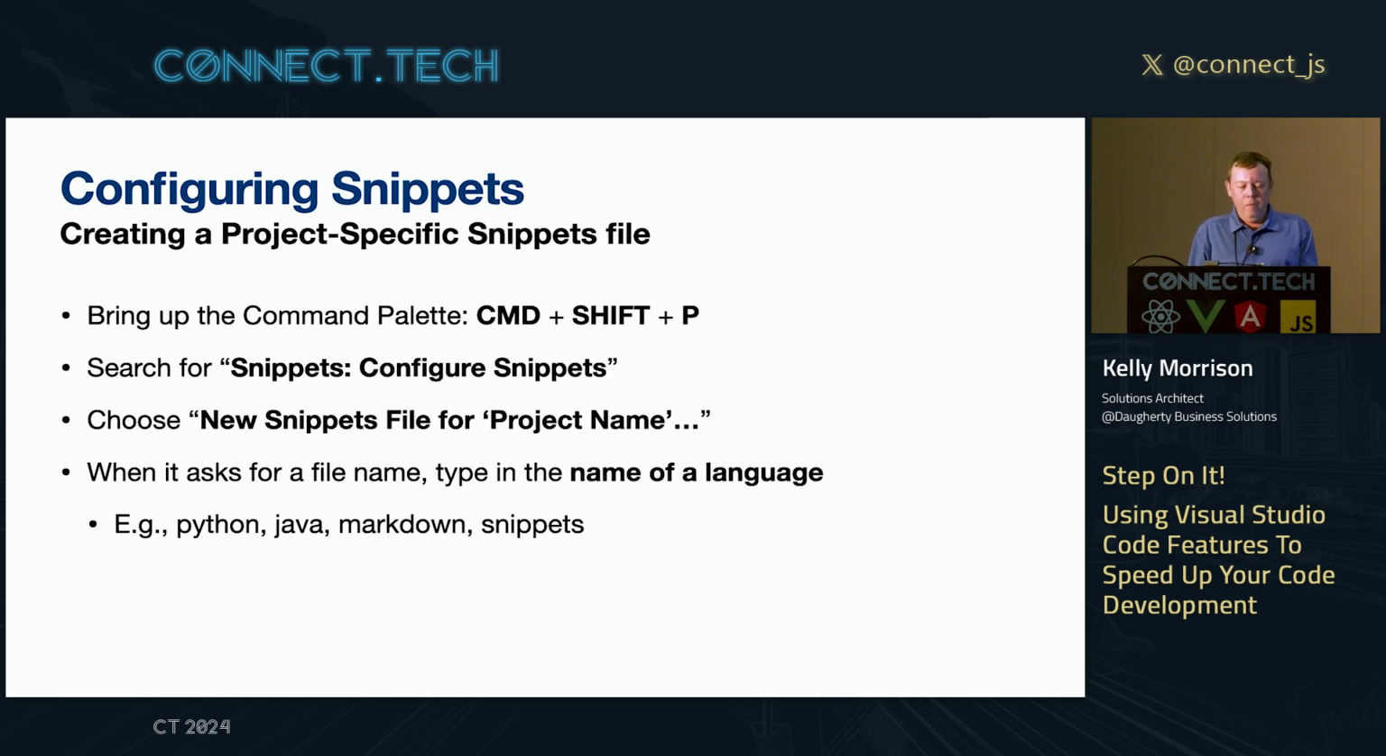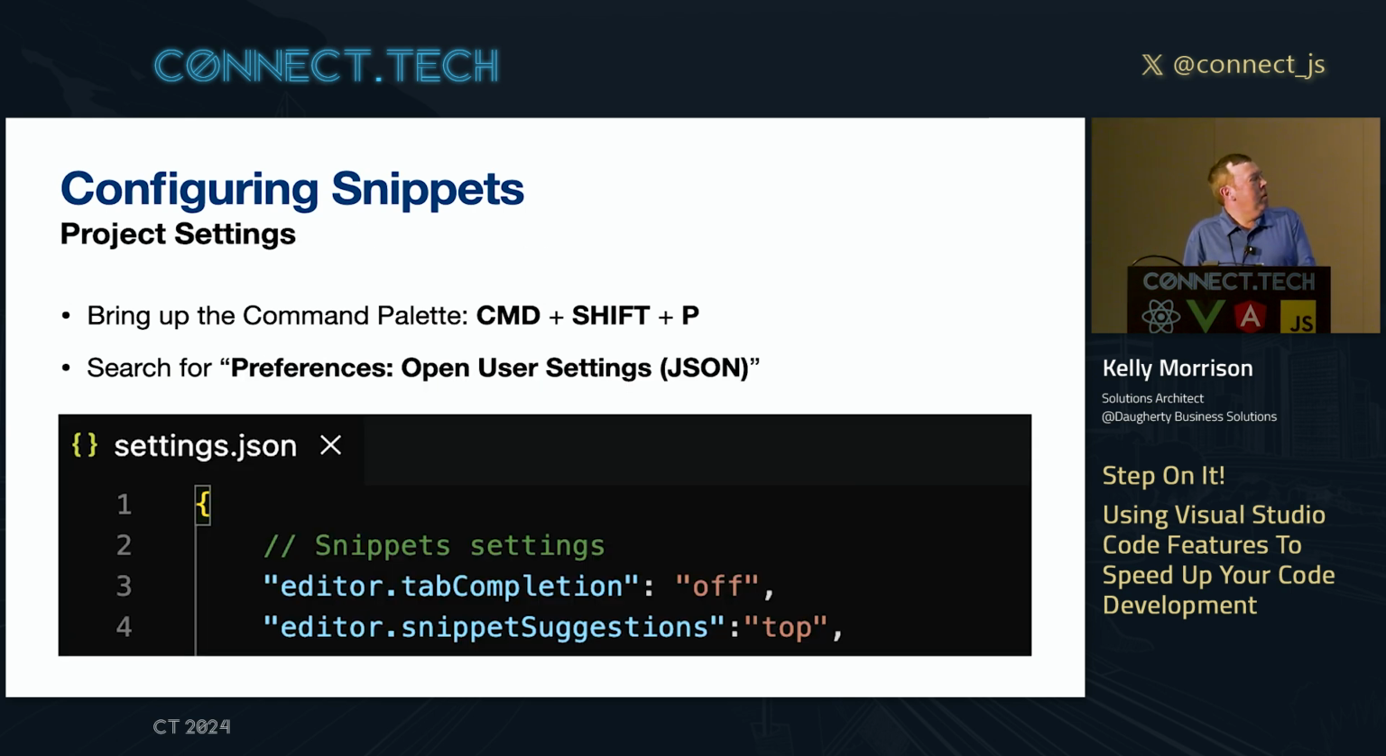Okay, we've looked at how to create the global and project-specific snippets files. Here's what a snippet actually looks like. First of all, we've got to figure out how to configure them in our editor. To configure your snippets in your editor, you bring up the user settings. This is the settings for everything. There are two that I would recommend: editor.tabCompletion, that's off, and editor.snippetSuggestions, top.